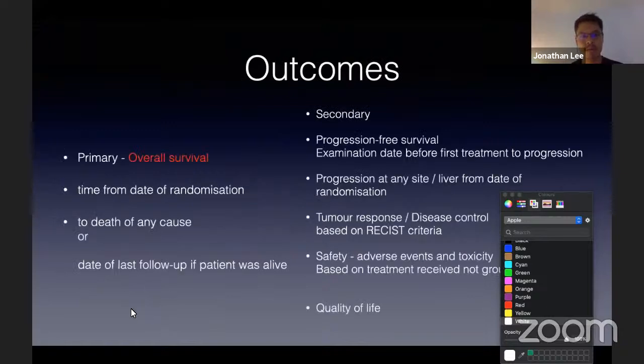So in terms of the outcomes that they aimed for, the primary outcome was overall survival, and this was based on time from the date of randomization up to either death by any cause, or if they were still alive, the last date that they were followed up. And then a multitude of secondary factors that they looked at, including the response to tumors, the time duration where they were progression-free, safety, i.e. adverse effects or toxicity, and also quality of life.